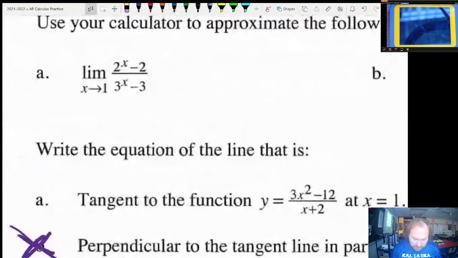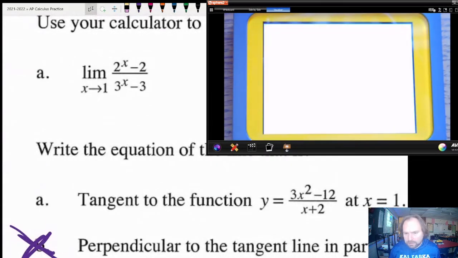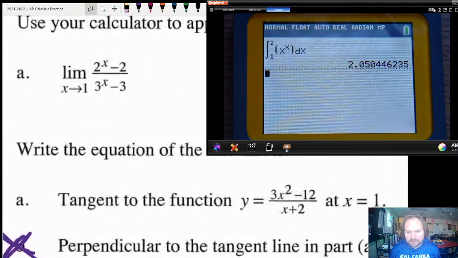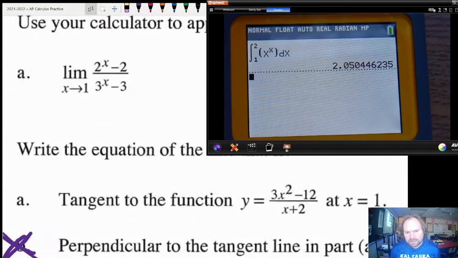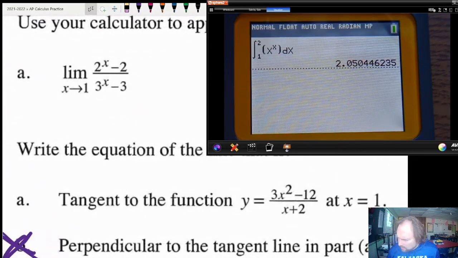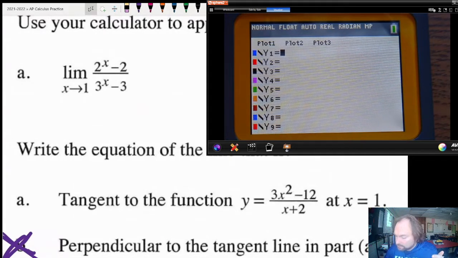All I would do in this problem, for this first one, let's bring up calculator cam. First thing I would do is just plug in 1, honestly. I don't think it's going to create 0 on the top or the bottom, or will it? It will. Yeah, because 2 to the first power is 2 and 3 to the first power is 3. Let's look at the graph.